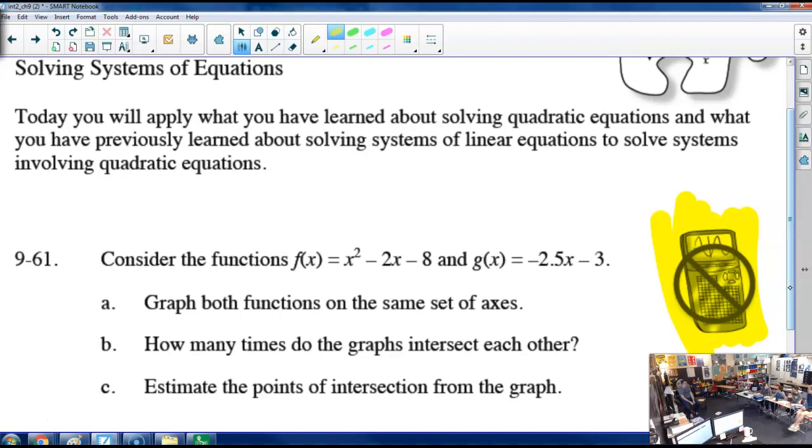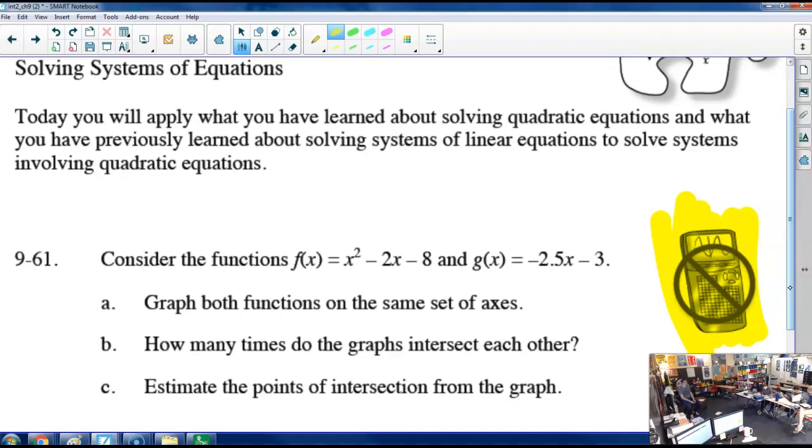So, if we can move on and do math, f of x is x squared minus 2x minus 8. g of x is negative 2.5x minus 3. Make an xy axis on your paper, please. We are going to graph both of these and see where they intersect each other.